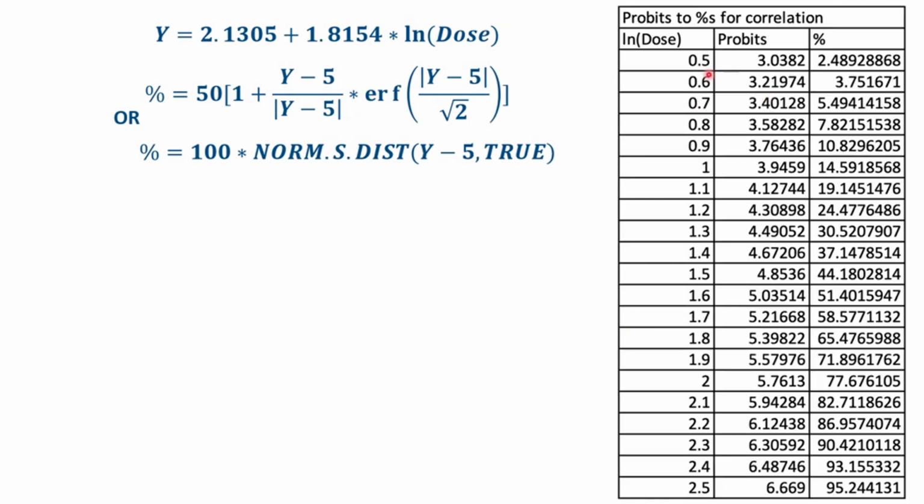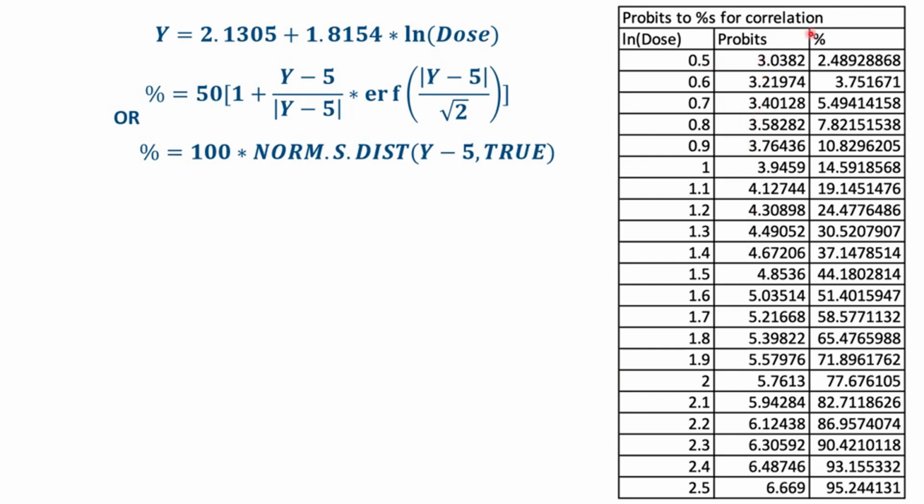So this is a table that shows these calculations. What I did is, for a number of natural log of doses, we have a range from 0.5 all the way to 2.5 with an increment of 0.1. We make the calculation for probits. The calculation for probits here is by plugging in the natural log of a dose into this function, multiplying it by the derived slope of the relationship, 1.8154, adding the derived intercept, 2.1305, and we get a result for y, which is probits. So we've done this for a number of natural log of doses.